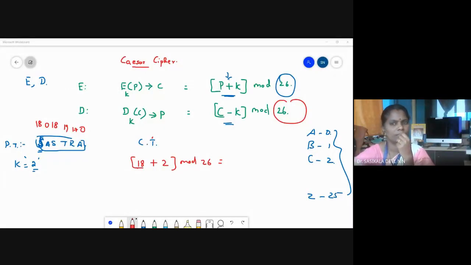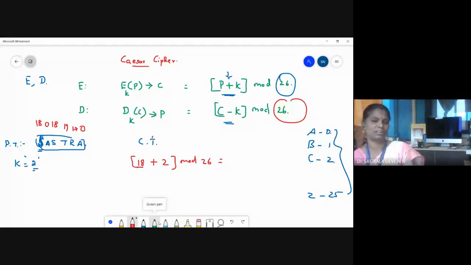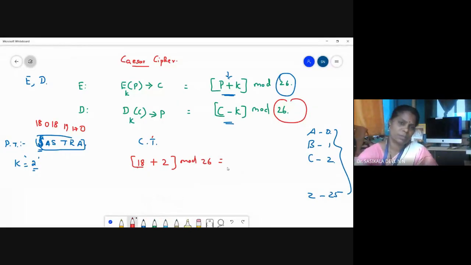In cryptography, I would be like a passive teacher. I expect some answers from you because I won't do any hand-coded calculation. All the hand coding will be by you. 18 plus 2 mod 26, what is the answer?